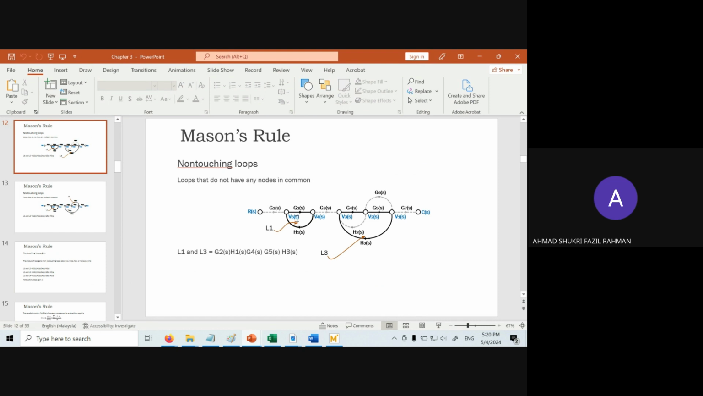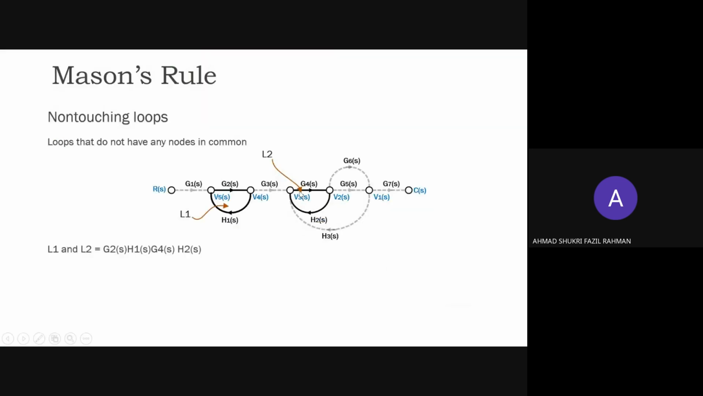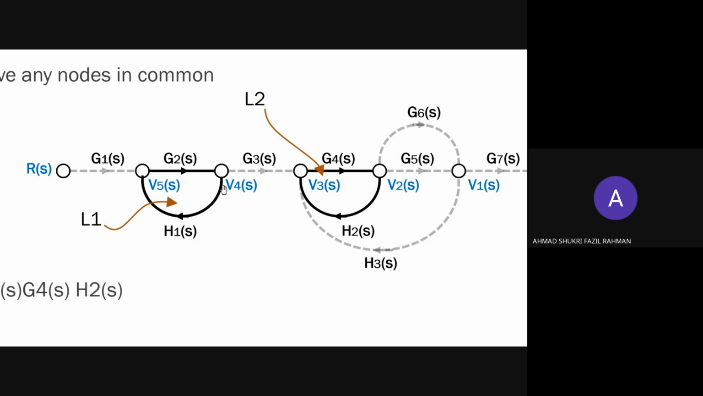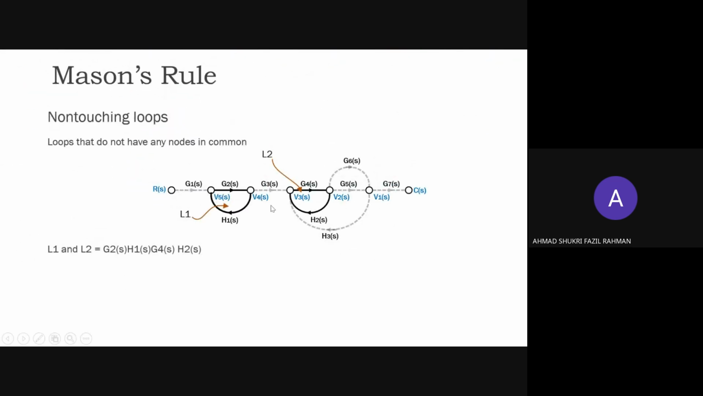So you can see from here, for the example, we have two non-touching loops between L1 and L2. You can see the path here is completely different. The path here is completely different. They do not share the same path. So we have L1 and L2, and then we also have L1 and L3, L4, up to the last loop.